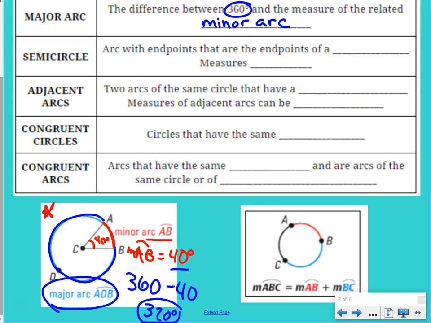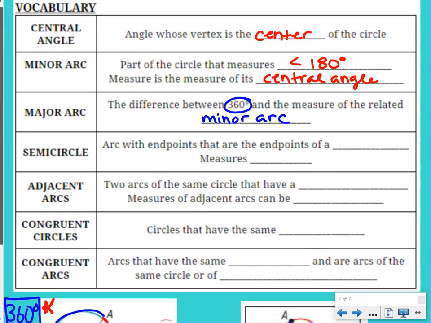Now the reason for that is because the degrees in a circle is 360 degrees. That's why they say if you spin 360 degrees, you spin in a circle. You do a whole circle. All right. Semicircle is an arc with endpoints that are the endpoints of a diameter. So it's half of a circle. So it measures half of the degrees of a circle, which would be 180 degrees.